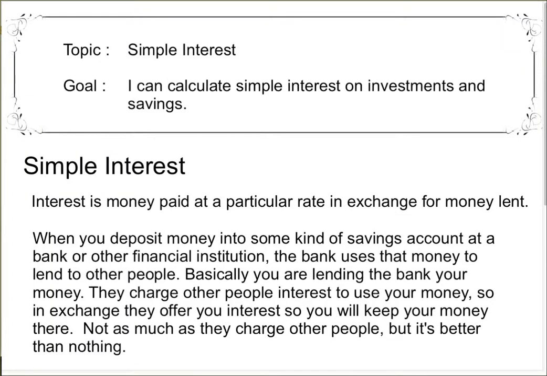Well, hello 3C. We're going to talk about simple interest today to kick off our financial unit. Our goal: I can calculate simple interest on investments and savings. And I should have put loans there too.